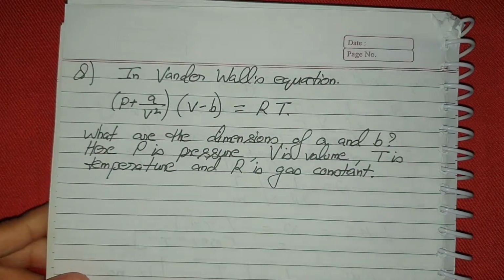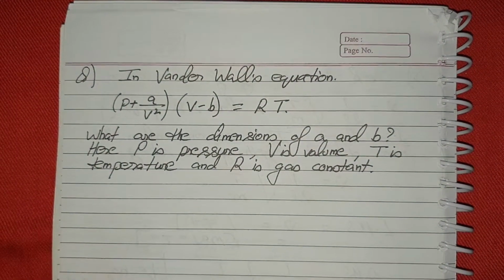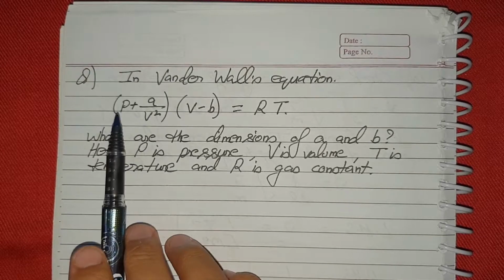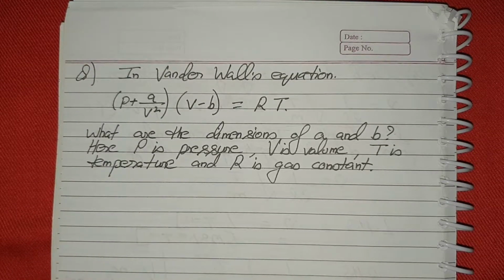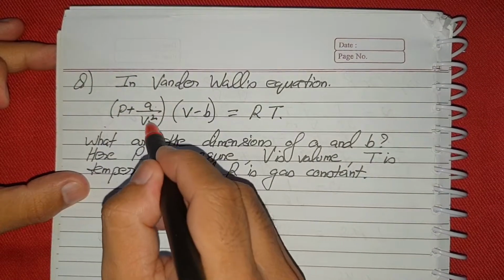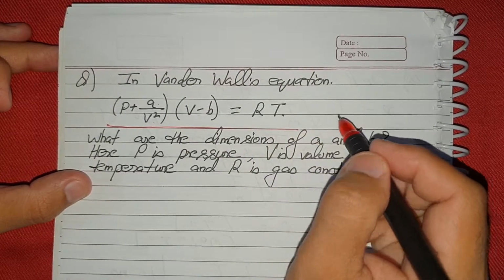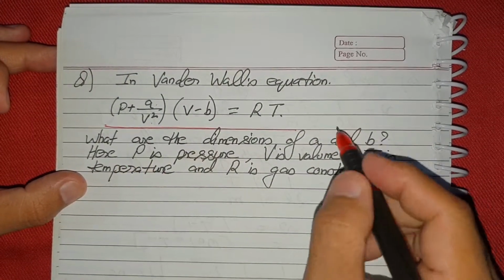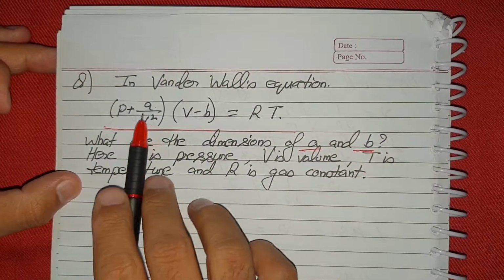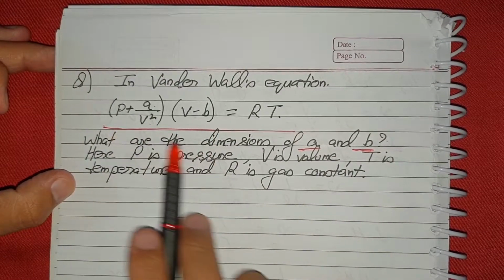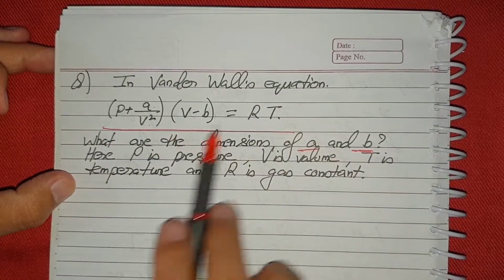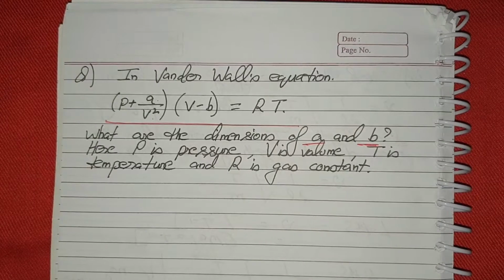So this is our example. In the van der Waals equation, (P plus A by V square) into (V minus B) equals R into T. What are the dimensions of A and B? You have to find the dimensions of A and B. Here P is pressure, V is volume of gas, T is temperature, and R is gas constant.